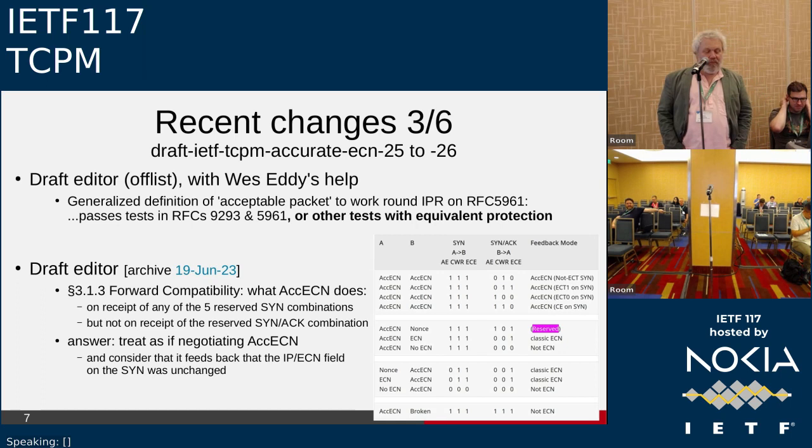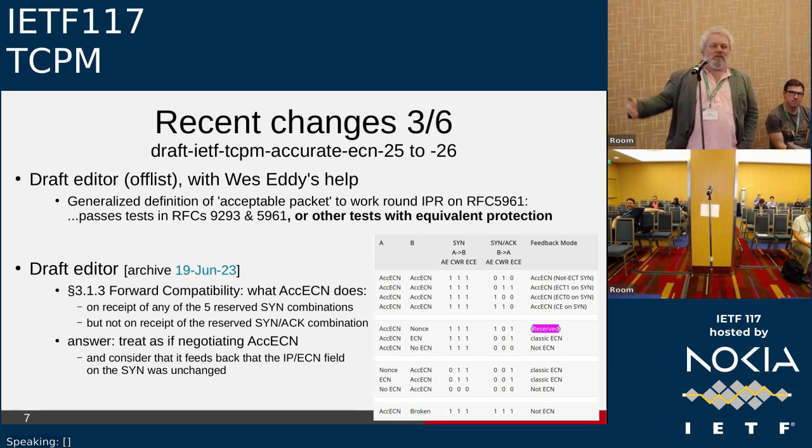So another thing I found was, we had in the draft all this about forward compatibility, that is making sure that for combinations we weren't using, the spec said you do something sane and standard when you get them, so that when they start being used, it's clear what previous implementations have done. And we'd missed one, the one highlighted in purple there, which would have been the nonce if it had ever been used. What we've said is treat that as if it is an accurate ECN receiver. So if it ever is used in the future, whatever it's used for knows that existing deployed systems will use it as accurate ECN.